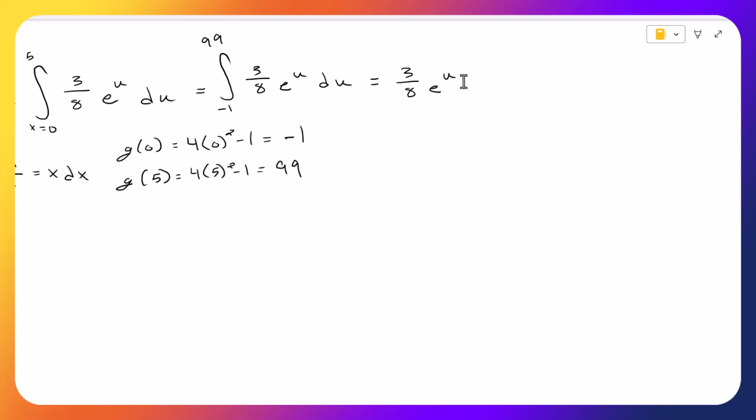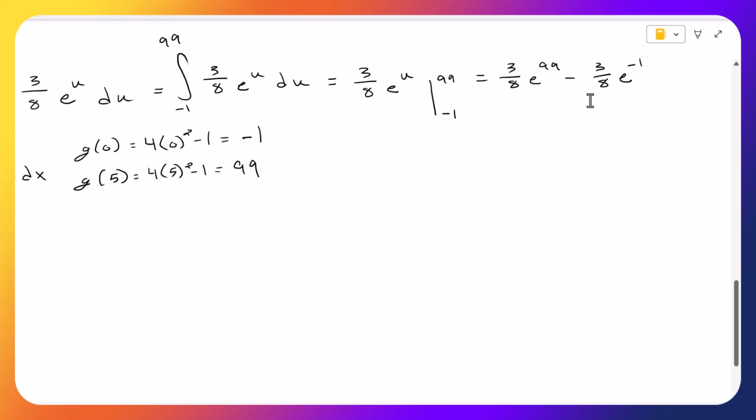The notation that we can use to write that, so this is our antiderivative. And to say that we still need to evaluate it by these bounds, you draw a vertical line and go -1 to 99. This is the same thing as saying we're doing 3 over 8 times e to the 99 minus 3 over 8 times e to the -1. And boom, we get that. And actually, I'm going to leave it like that. That's going to be our final answer.